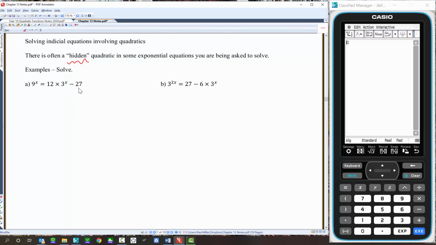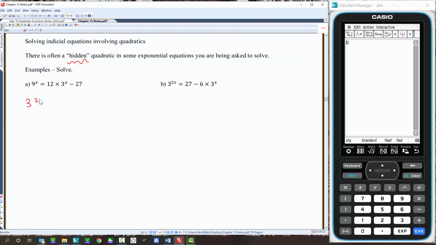Now, here's the classic one that comes up, in this form here. You want to solve this, and what you would do is attempt to equate the bases. It's just not going to work. So the method we're going to use is to see if we can identify the hidden quadratic. So here goes. What I'm going to do is rewrite this with a base 3.